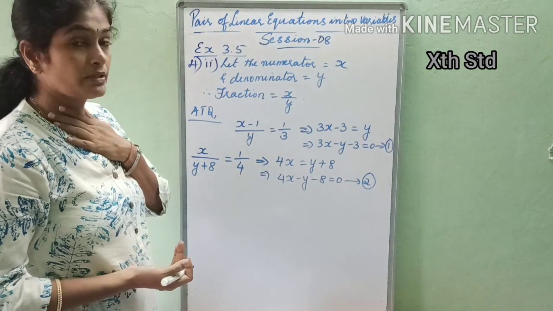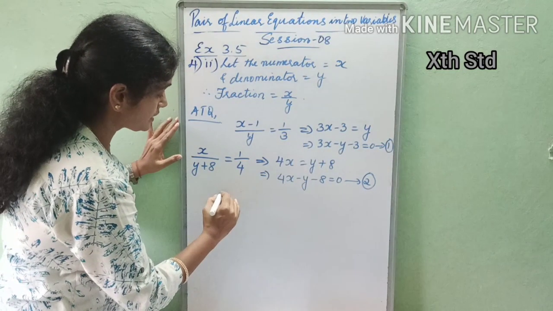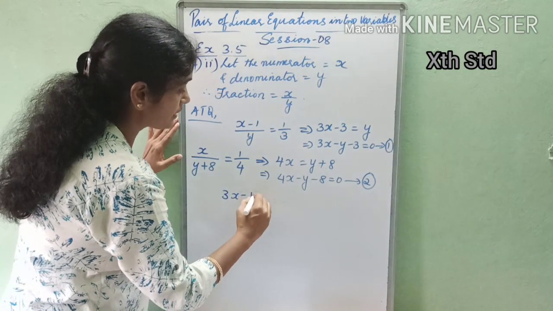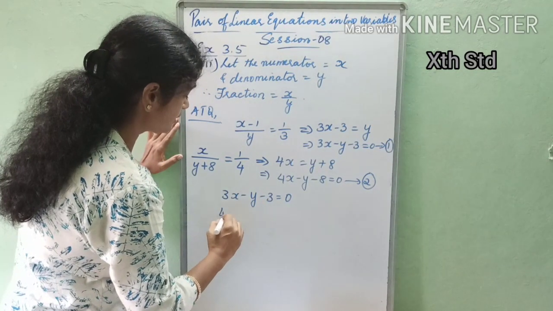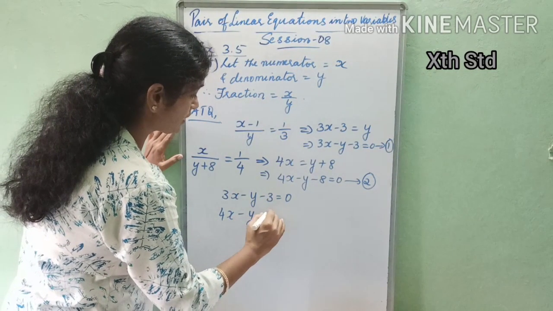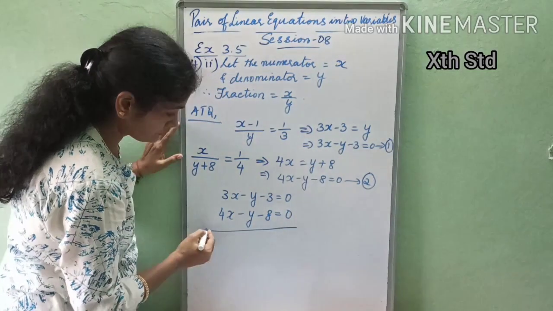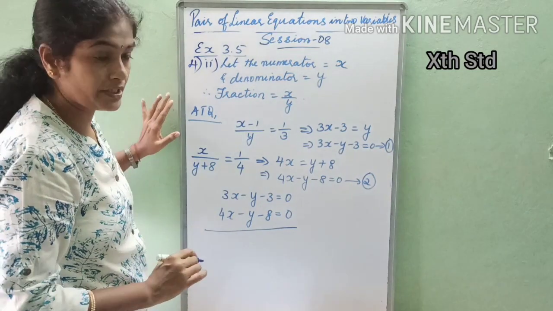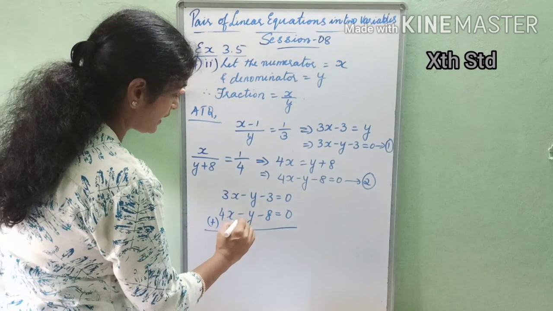So first we did it by cross multiplication. This one we'll try with elimination. We'll write down 3x minus y minus 3 is equal to 0. Then here 4x minus y minus 8 is equal to 0. Right? Now, coefficients of y are already the same. Then we will add the equations.